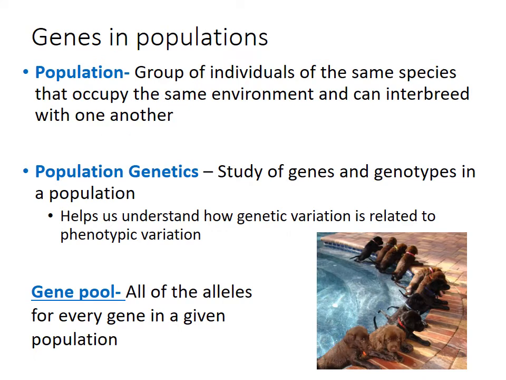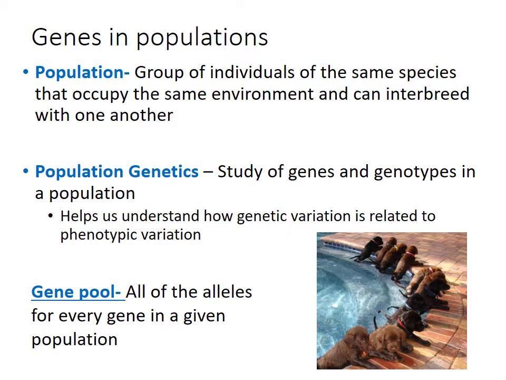So a population, if you remember from Unit 1, is just a group of individuals of the same species that occupy the same environment and can interbreed with one another. A population isn't just people, right? We could have a population of deer mice, or a population of grasshoppers, or a population of violets.